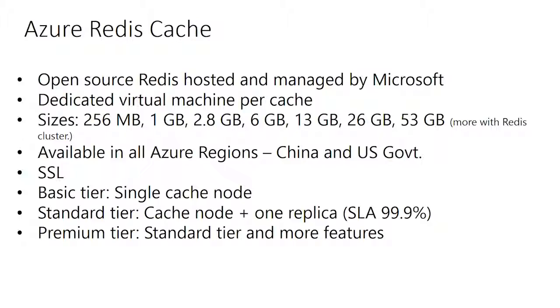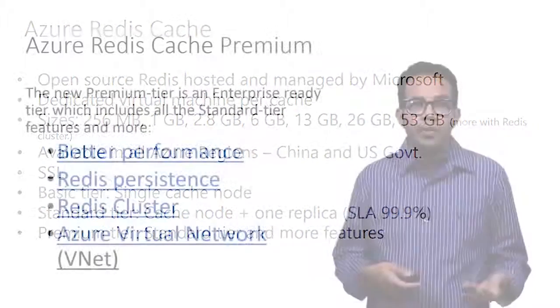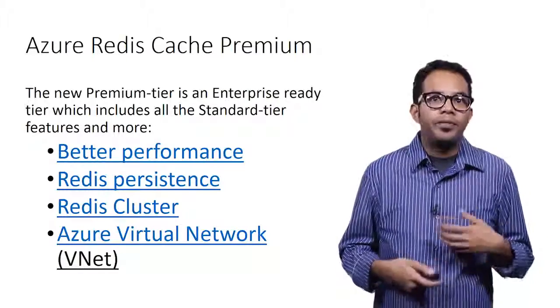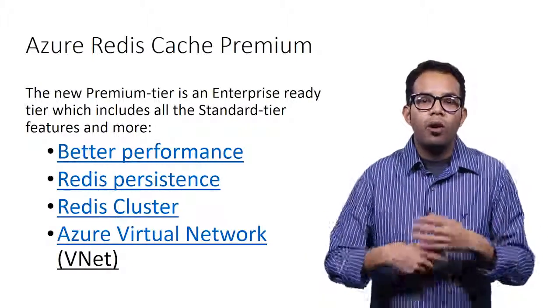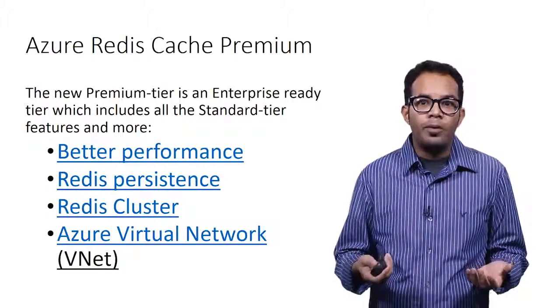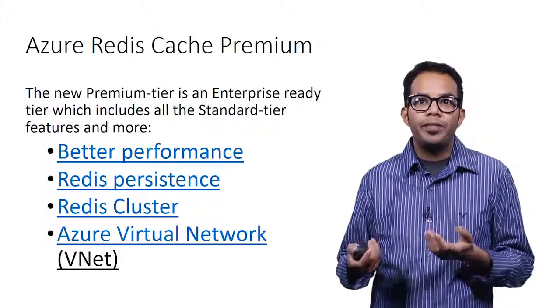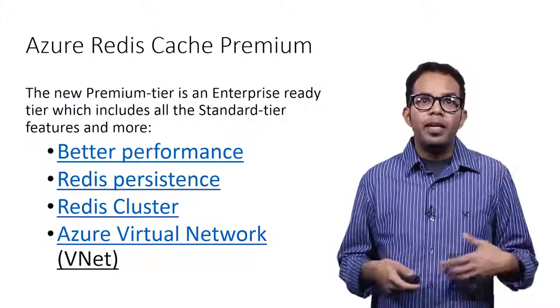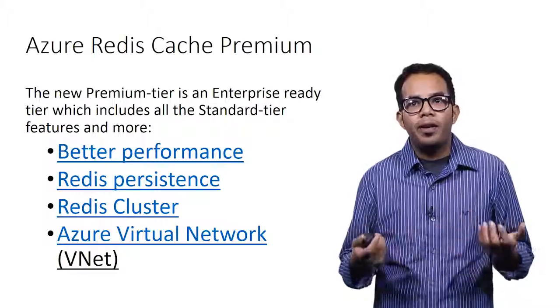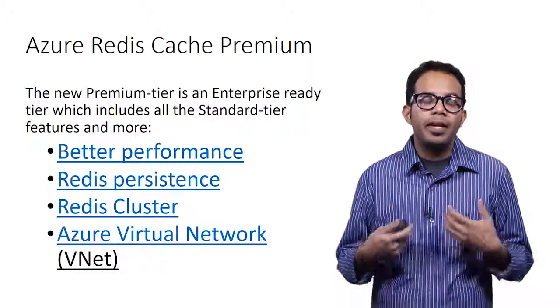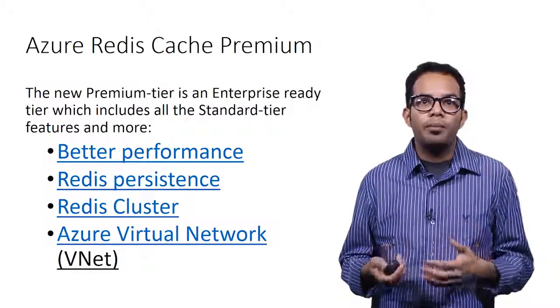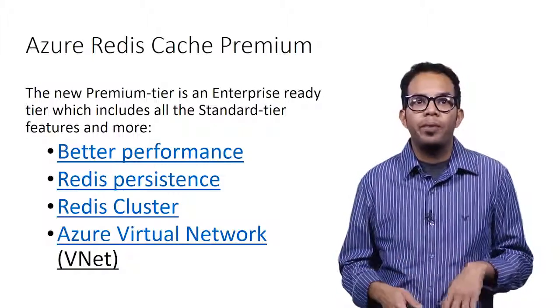So let's take a quick look at some of the features of the premium tier. This tier is an enterprise-ready tier, which includes a lot more features. So there's better performance as compared to standard or basic tiers. There's higher throughput. These machines are deployed on better hardware, so they have faster CPUs. And inherently, the performance on the premium tier is much better than standard or basic.